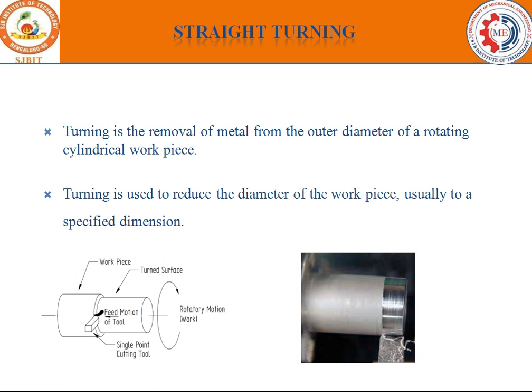So in straight turning, you can see that the diameter of the workpiece has to be reduced. Turning is the removal of metal from the outer diameter of a rotating cylindrical workpiece. Turning is used to reduce the diameter of the workpiece, usually to a specified dimension. So here the single point tool is able to move along the surface of the workpiece. So the turned surface is available after reducing the workpiece.